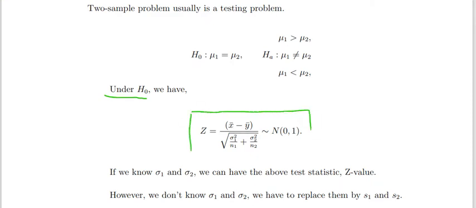So if we assume we know sigma 1, sigma 2, then we can calculate this number. So we say this is the z value, right? From sample 1 we find x1 bar, from sample 2 we find y bar, the sample averages, and we have sample sizes n1, n2, right? And if we know sigma 1, sigma 2, then we can find this number. So this is the test statistic. It follows the standard normal, so we call this the z value.